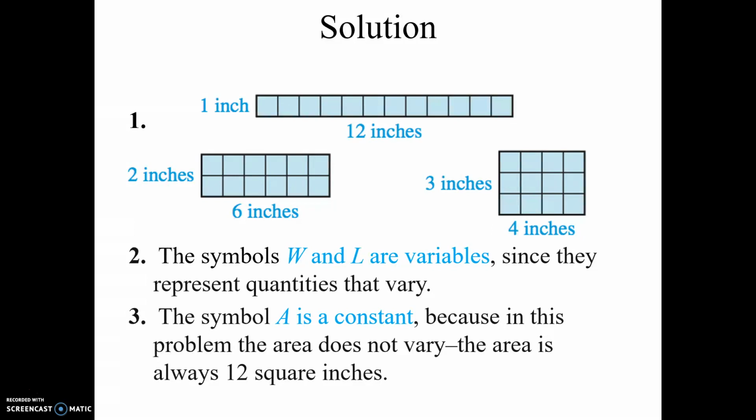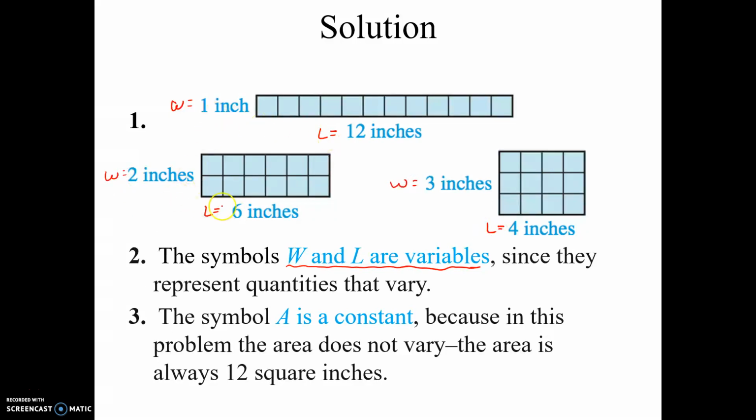One possible way to draw a rectangle with an area 12 is to have the length equal to 12 inches and the width equal to 1 inch. Another way is to let the length be 6 inches and the width be 2 inches, or 4 inches and 3 inches. So the symbols W and L are variables. Notice that here the length is 12 and the width is 1. Here the length is 6 and the width is 2. Here the length is 4 and the width is 3.